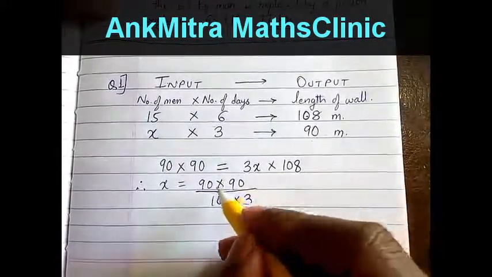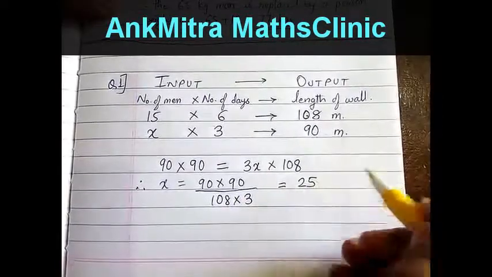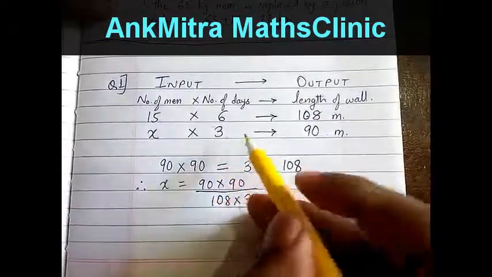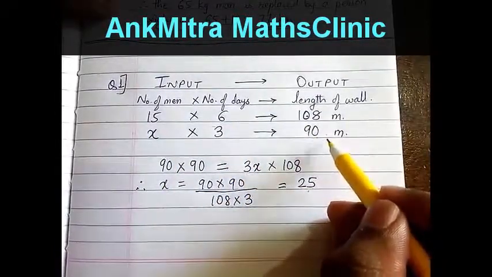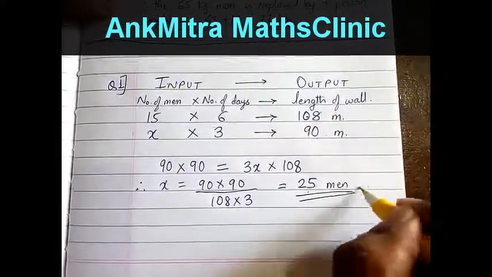Just doing the cancellations, we get x is equal to 25. That is, 25 men will be required to work for 3 days to build a wall that is 90 meters long. Okay, so the required answer is 25 men.